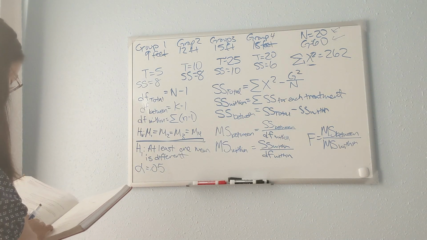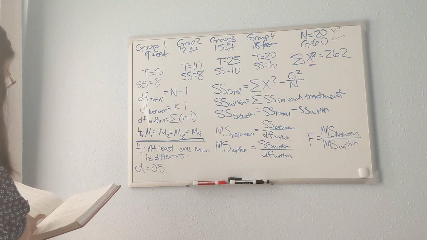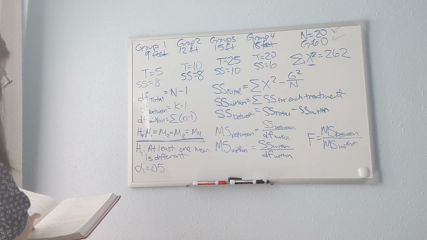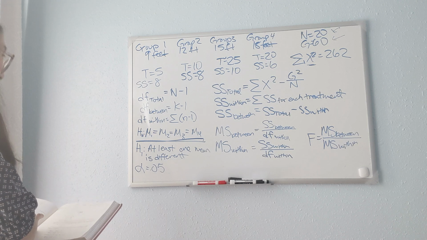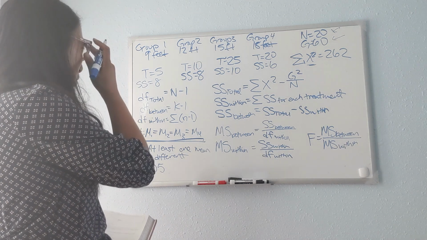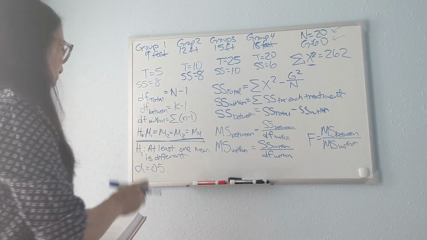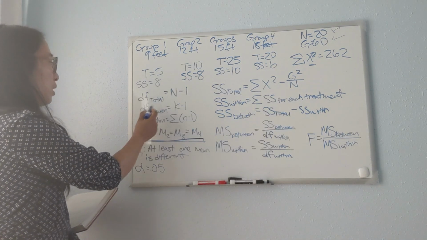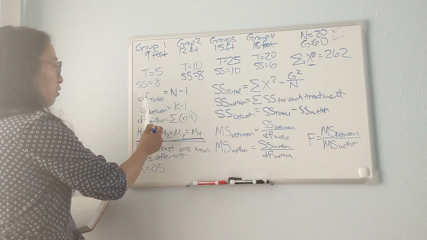Then we have to figure out the critical region. First we need to figure out the degrees of freedom. I wrote down the equations up here: degrees of freedom total, degrees of freedom between, and degrees of freedom within.